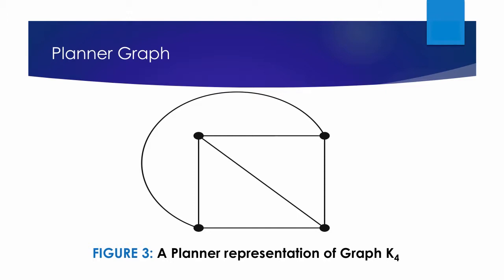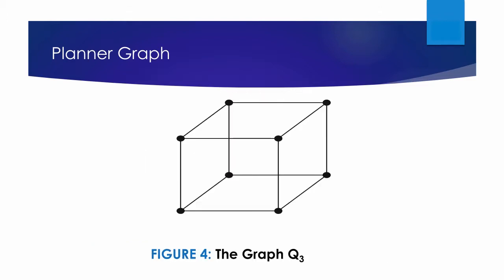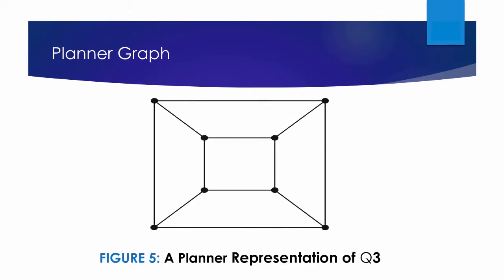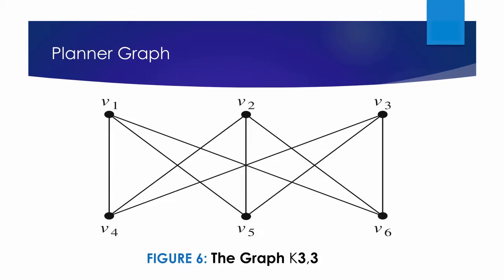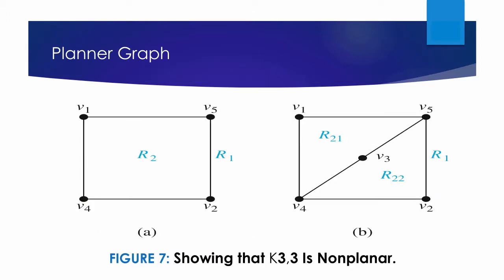Maybe by taking a second example, we can understand the concept more. Is Q3, shown in figure 4, planar? Q3 is planar because it can be drawn without any edges crossing as shown in figure 5. Is K3,3, shown in figure 6, planar? Any attempt to draw K3,3 in the plane with no edges crossing is doomed.